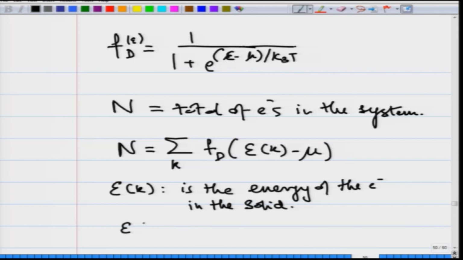You know that for a free electron, what is E? The energy of the particle is a function of the wave vector k. It is h cross square k square by 2m, where the momentum p of the particle is h cross k.